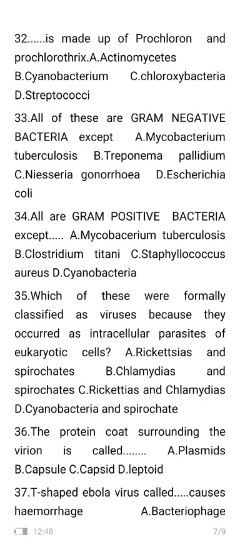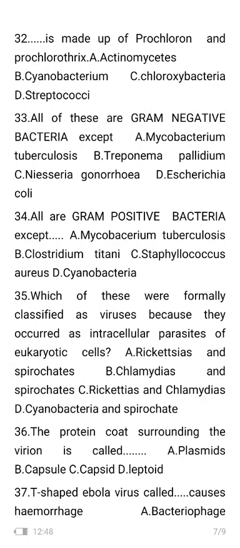Number 34 says all are gram positive bacteria except A. Mycobacterium tuberculosis, B. Clostridium tetani, C. Staphylococcus aureus, D. Cyanobacteria. Please, cyanobacteria is a gram negative bacterium. That becomes the answer. D is the answer.